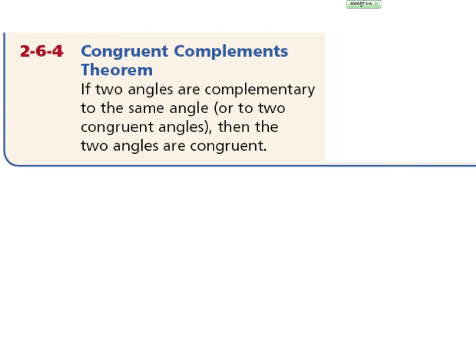Okay, the last one in this section is just like that congruent supplements theorem that we did before the right angle one, but it's complements. They're complementary instead of supplementary, but it's the same relationship. So if two angles are complementary to the same angle or to two congruent angles, then the two angles are congruent. So hypothesis, you need to have two angles complementary to the same angle, or you need to have two angles complementary to congruent angles. Conclusion, those two angles are congruent to each other.